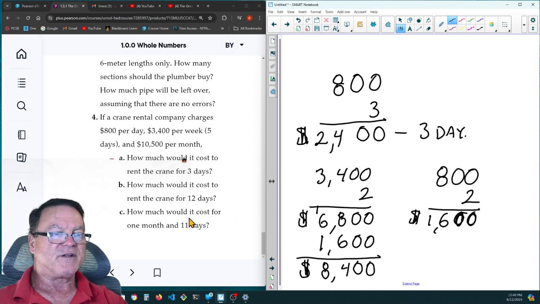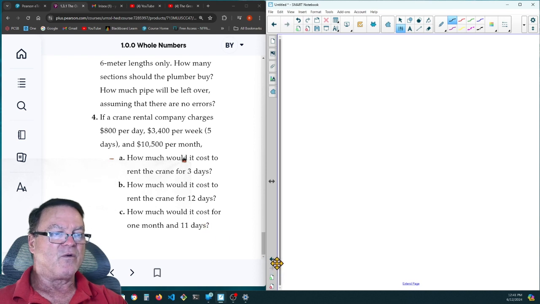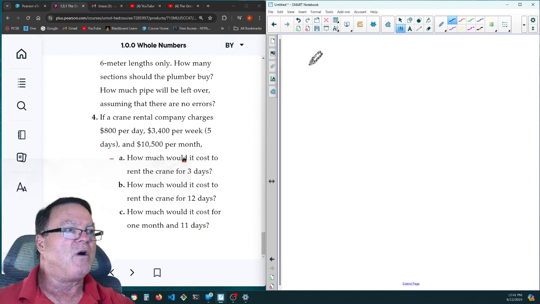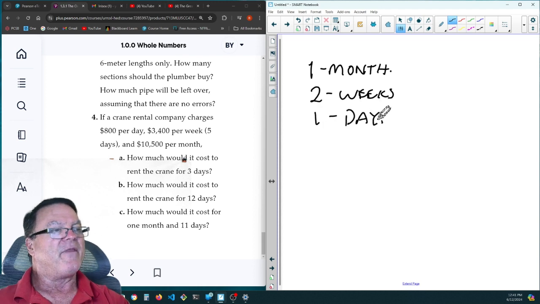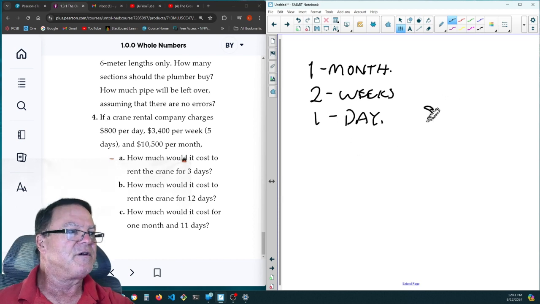It says, how much would it cost for 1 month and 11 days? So again, we're going to break it down. We're going to do 1 month. We're going to do 2 weeks. We're going to do 1 day. And that will give us the price of renting the crane for 1 month, 11 days. So the price for 1 month is $10,500.